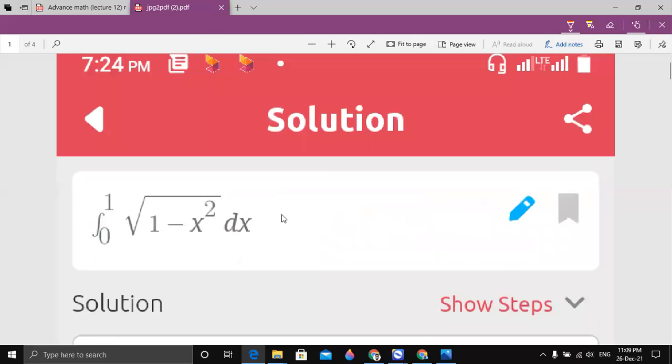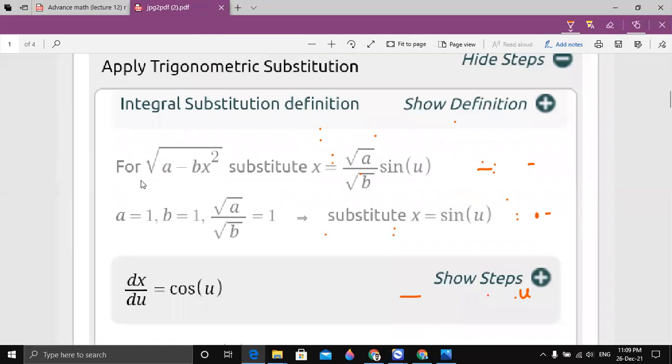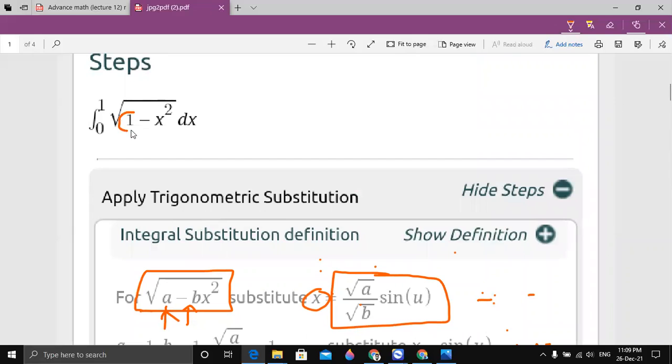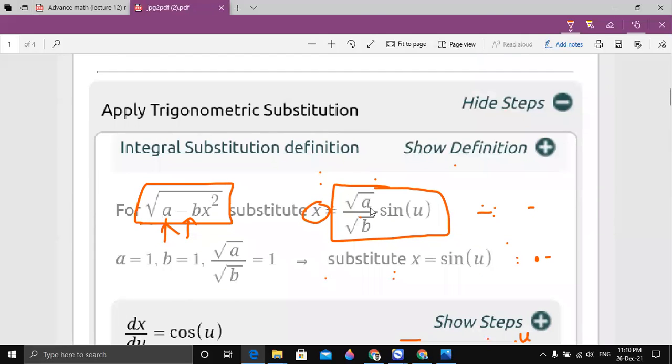So the trig substitution rule is here. If we have a function like root over a minus b x squared, where a and b are constants, then x will be root over a by root over b times sine u. Now we can plug in the values. Here a is 1, and b, the coefficient of x squared, is also 1. So root 1 by root 1 sine u means only sine u. So here our x is sine u.